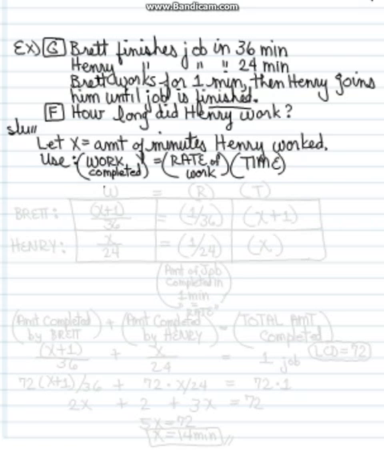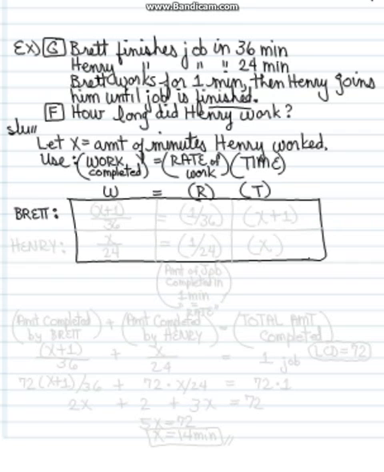Okay, so here's our table. W equals R times T. And so we're going to have 3 columns and 2 rows. The top row will be Brett. The bottom row will be Henry. Okay, let's talk about this. Which column should we fill in first? Let's figure out what the rate is.